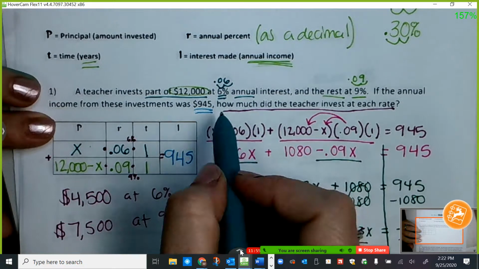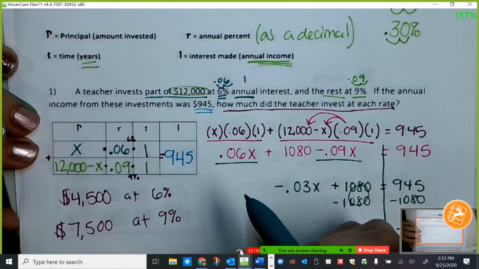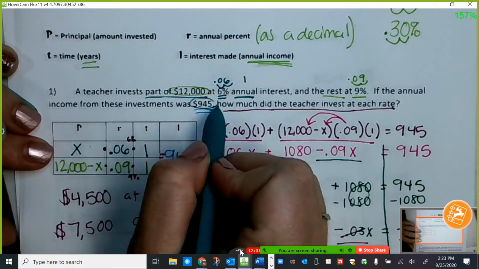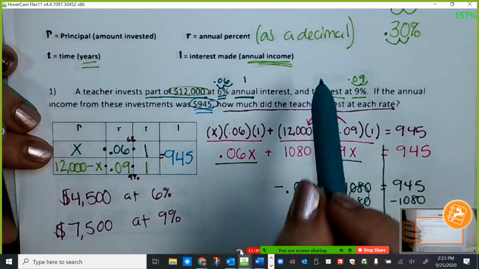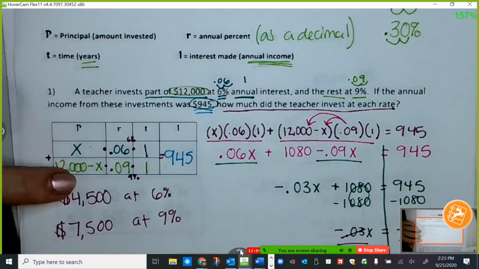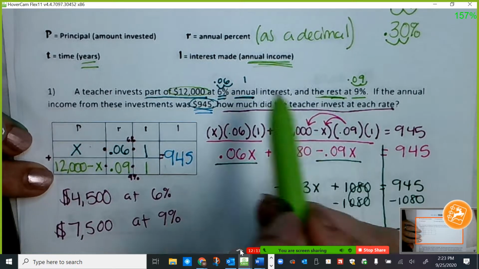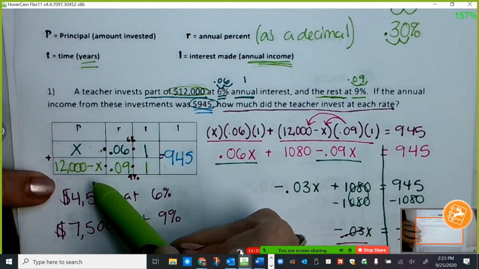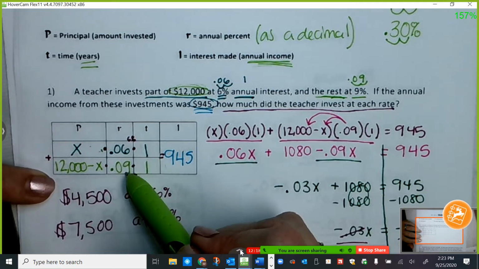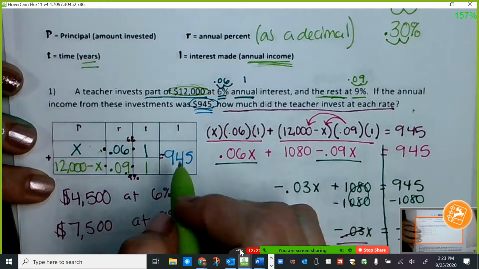Okay, and then we knew that it's talking annually, which is 1 year. We also knew that we made a total of $945, and that's where that came from. This is where the bottom came from. It says, invested the rest of the money, the rest of that $12,000. Whatever we didn't invest the first time, we invested the second time at 9%, so 0.09, and again, it's talking about the annual income, so annual being 1.